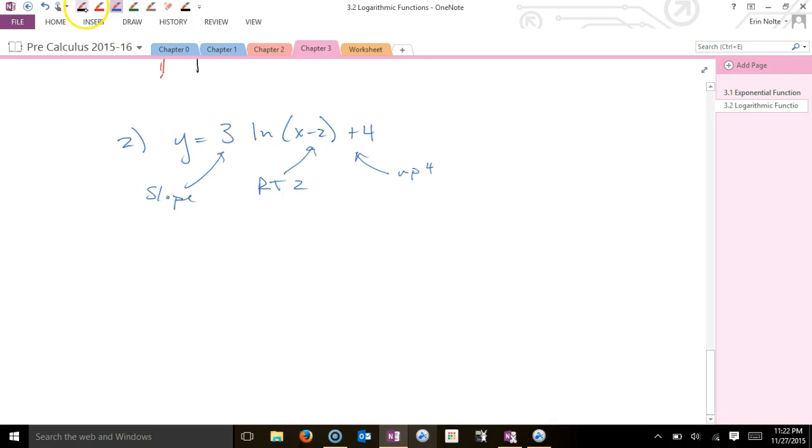Okay. So I'm going to draw my log function. I'm going to start by drawing the vertical asymptote. Where is my vertical asymptote? To the right 2. Dot, dot, dot, dot, dot, dot. Now all I want is my reference point. Where is my reference point? To the right 1 and up 4.